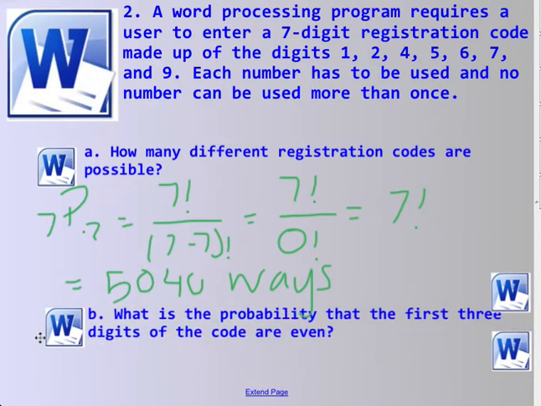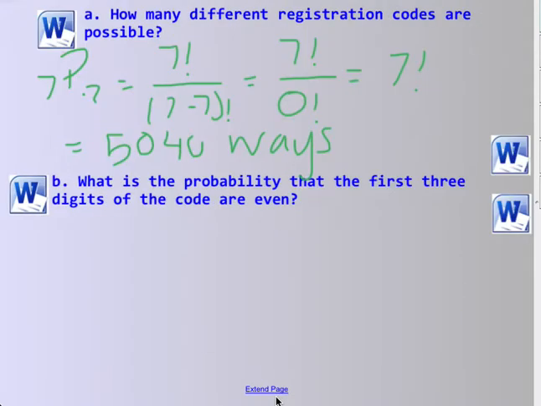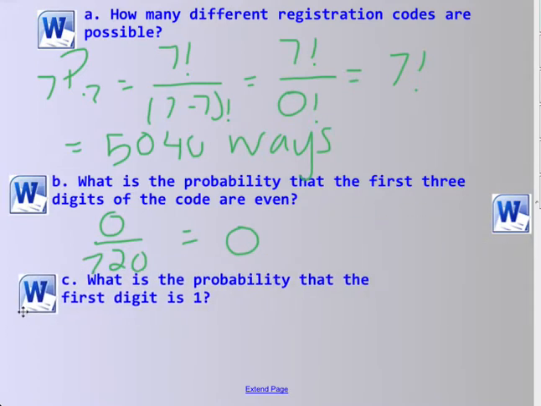Okay, let's take a look at part B. What is the probability that all of the digits of the code are even? Well, it says that each number has to be used and no number can be used more than once. So we have 2, we have 4, we have 6. Those are only 3 numbers, and we need 7. If they can't be repeated, we're all out of luck, right? We don't have 7 even numbers. So there's actually a 0% chance of this happening because we have 0 successes out of our 5,040. So our answer is just 0. That can't happen. That's what a probability of 0 actually means.